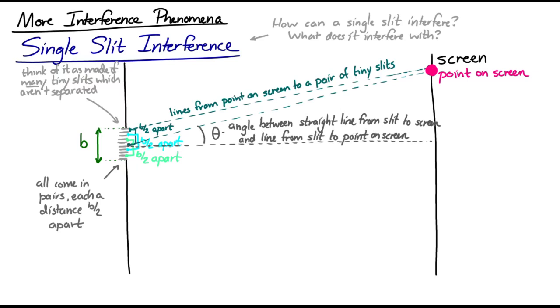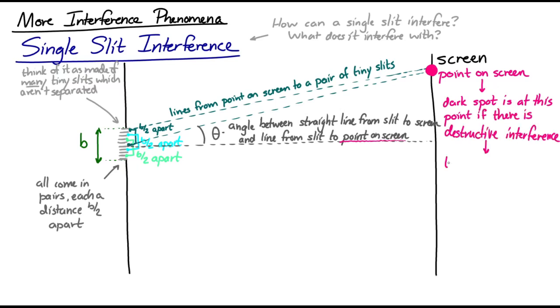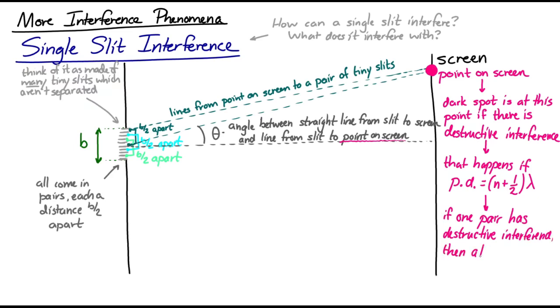Okay, so we will get a dark spot here if it's destructive interference, and we'll get that if the path difference is equal to n plus 1/2 times lambda. That's our condition for destructive interference, remember. And if we get one pair to get destructive interference there, my argument is all of these pairs from the slit will have destructive interference at that point, and on the screen we'll get a dark spot.